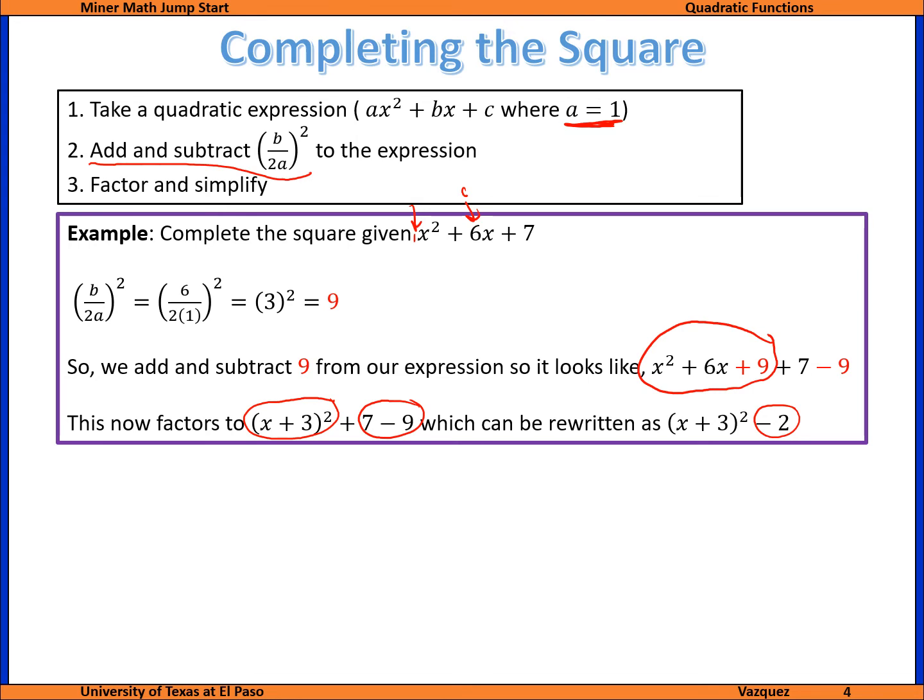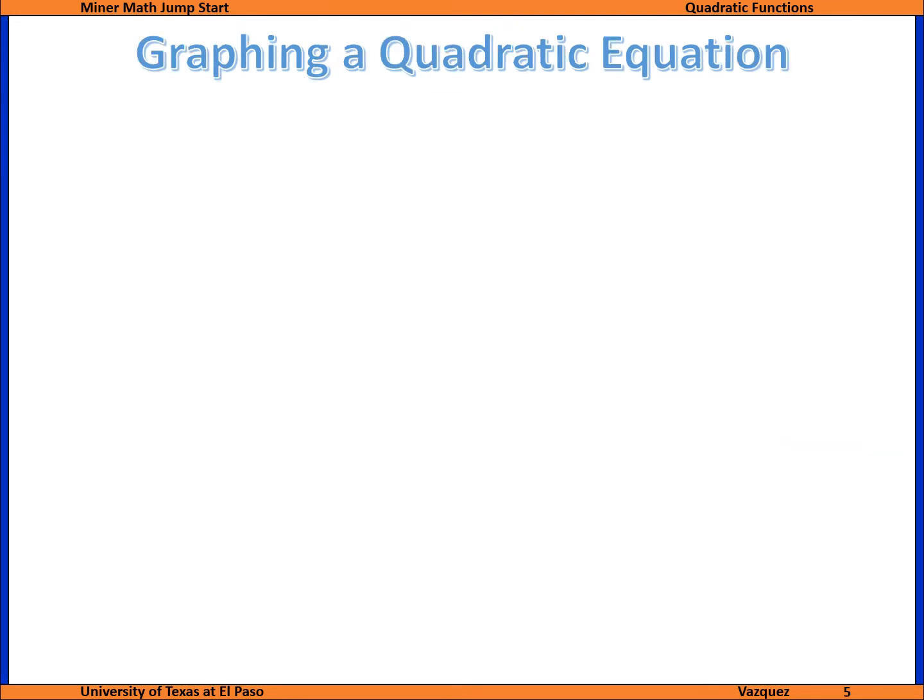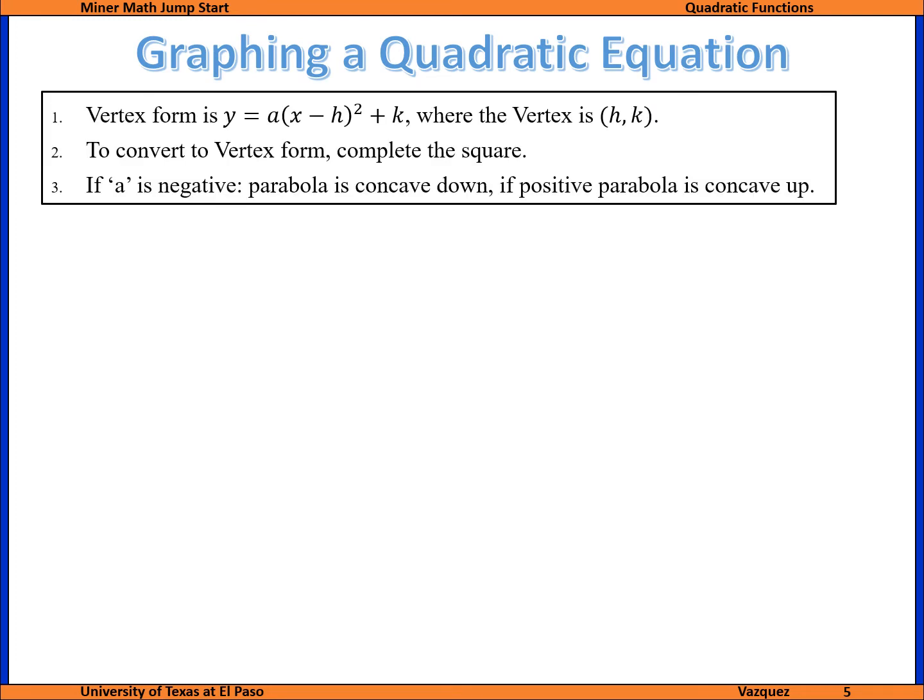Now, we'll move on to graphing a quadratic equation. The way we graph a quadratic equation, once again, I'm going to include some steps. We want to convert it into what we call vertex form. And vertex form is up there in step 1. It looks something like this. And guess what? We're going to complete the square to be able to put it in vertex form. So we'll get practice there.